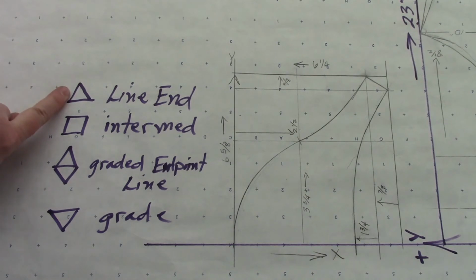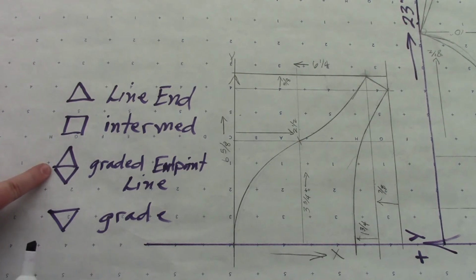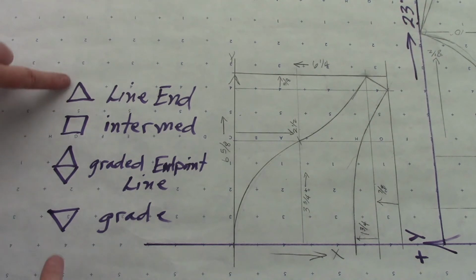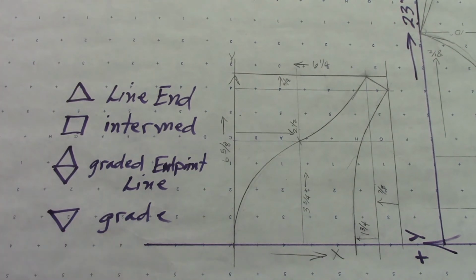Upward triangle, end point of a line. Square is an intermediate point. You have to turn those on. They aren't usually just there. Graded end point of a line is the combination of these two, and just the downward triangle is the grade point.